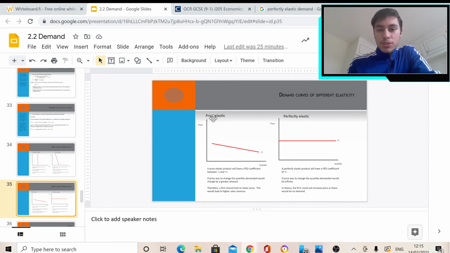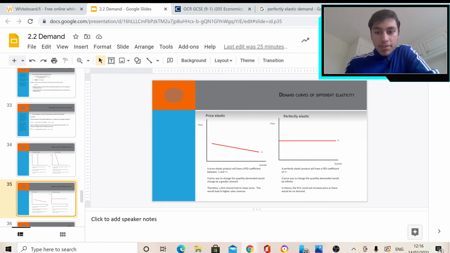As you see here, this is price elastic. It's more like a horizontal line. And a price elastic product will have a PED coefficient between -1 and infinity. So how did infinity come from? Here if you see, the change in price is 0. So the denominator is 0 and the demand is varying, so the numerator will be a number. We know that division by 0 is undefined, but in economics we call it infinite.